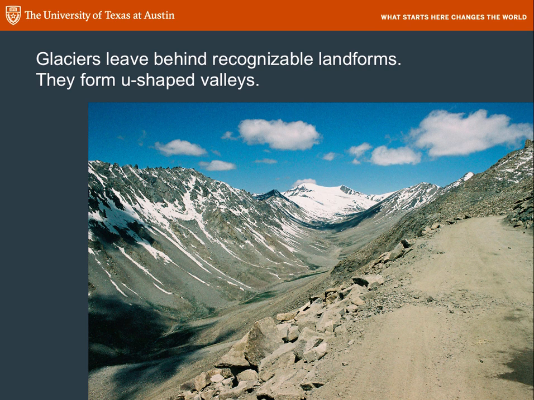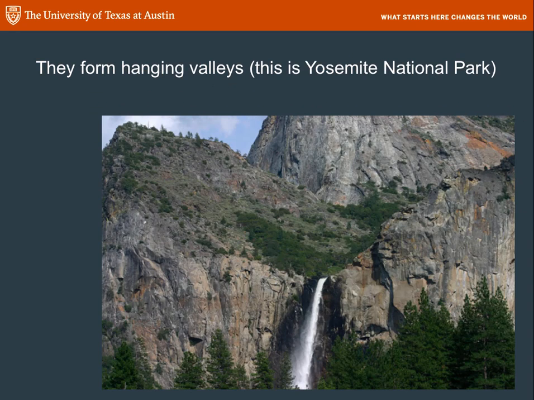First of all, let's look at the erosion end of it. Glaciers form very recognizable landscapes, and one of them is this characteristic U-shaped valley. We talked about rivers before. Rivers form V-shaped valleys. Glaciers form U-shaped valleys, and this is one where the glacier has retreated, and you can see the shape of the valley quite well.